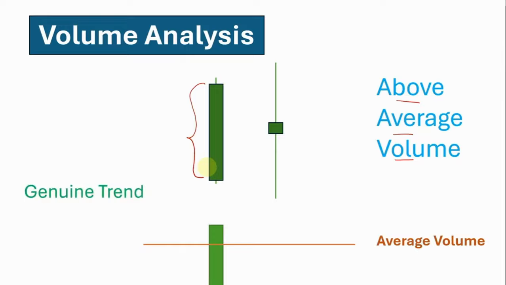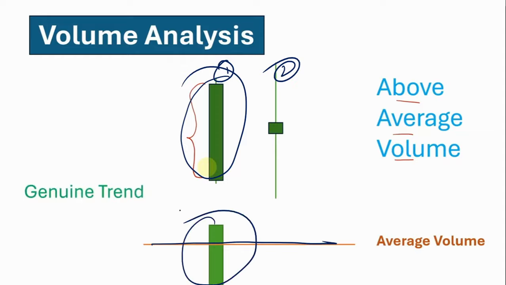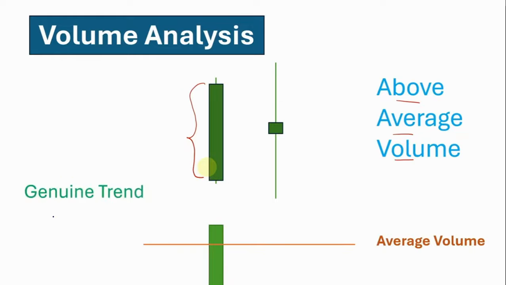Let's take two red candles. This is the first red candle. This is the second red candle. When analyzing them, we must always check the volume. Here is how the logic works. If a widespread candle appears with above average volume, it often indicates a genuine trend continuation. That's what we discussed. It is a genuine trend continuation.